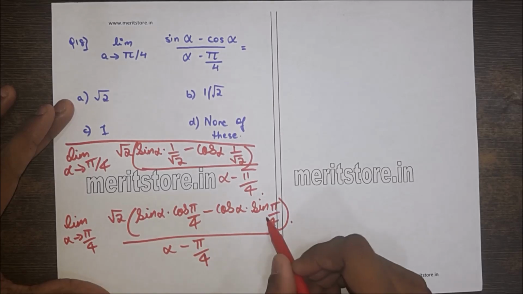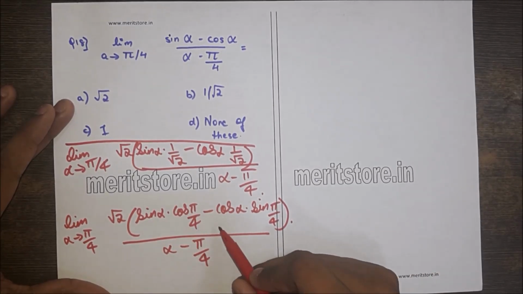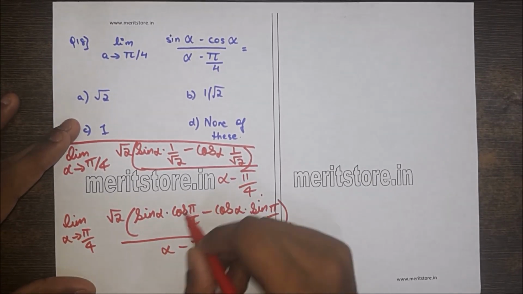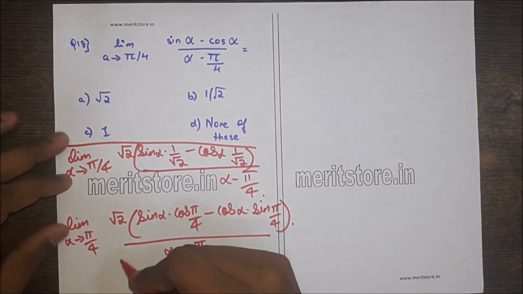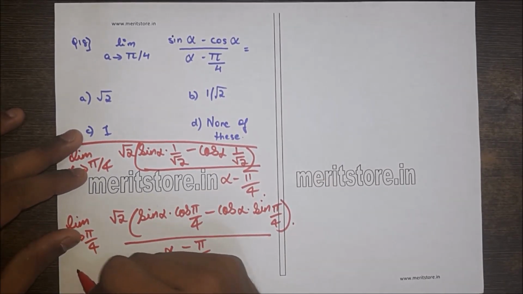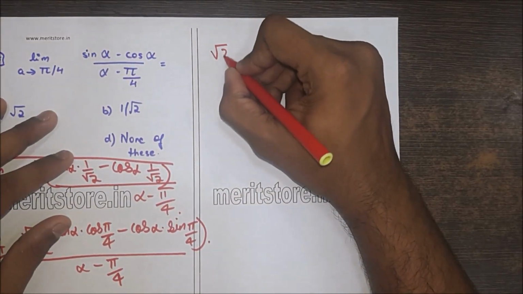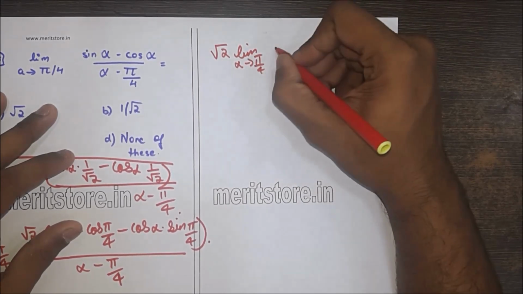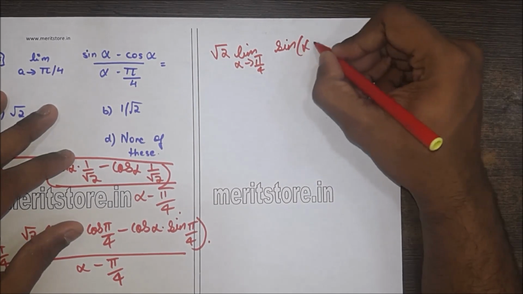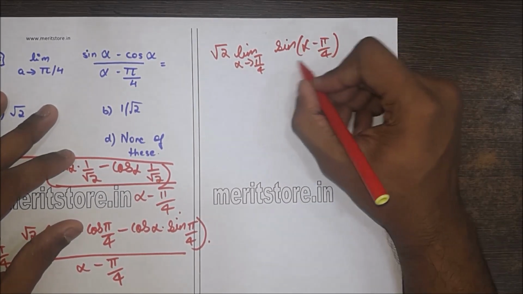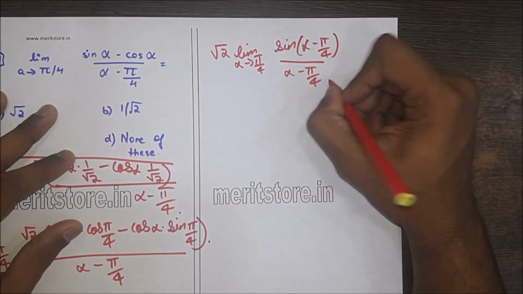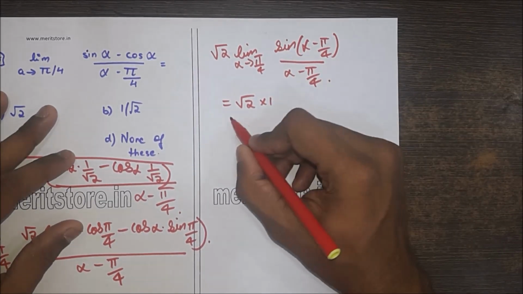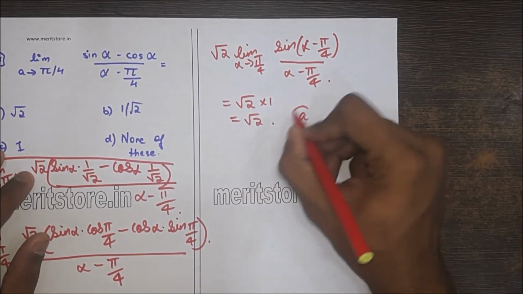Now we have the numerator in the form sin A cos B minus cos A sin B, which, as you know, is equal to sine of A minus B. Taking the constant outside, we get root 2 into limit of alpha tends to pi by 4 sine of A minus B, that is alpha minus pi by 4 upon alpha minus pi by 4. Applying the limits, we would get root 2 into 1, which is root 2, option A.